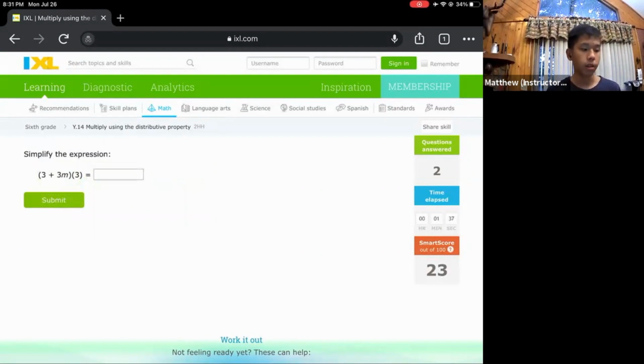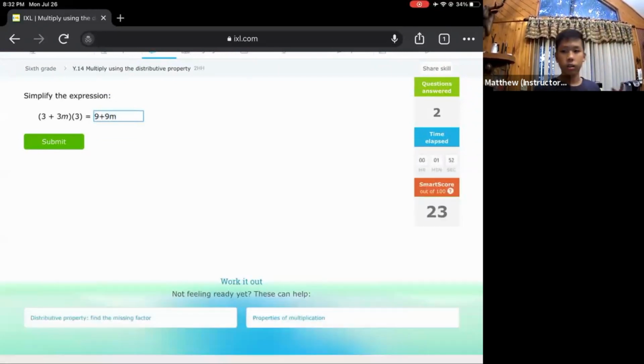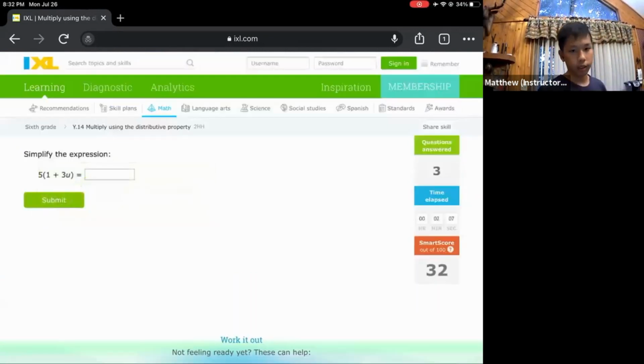Then what's 3 plus 3m times 2? Well, 3 times 3 is 9. So it's equal to 9 plus 9m. That's a minus sign. So, does anyone agree? Does anyone disagree? Yes? No? Correct? Anyone want some? You want to say yes? If you say yes, correct.